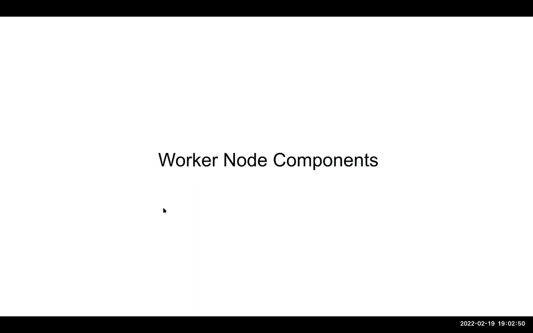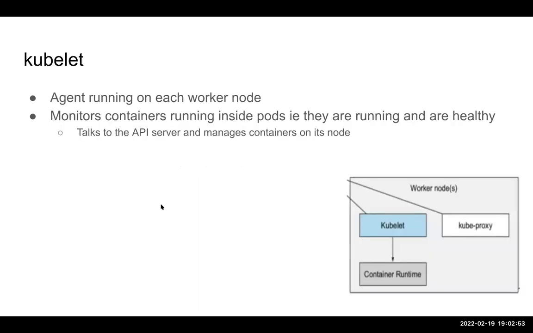Now we'll go to the worker node components. What are those components? So kubelet, right? Each worker node has a kubelet. The kubelet is an agent running on each worker node. It monitors containers inside pods, whether they're running or not running and are healthy. It talks to the API server and manages containers on its node, even when you have to start the pods. If they are not running or not healthy, then it talks to the API server. If something crashes, kubelet will detect it and go to the API server. The API server will tell the scheduler, and the scheduler will schedule it.